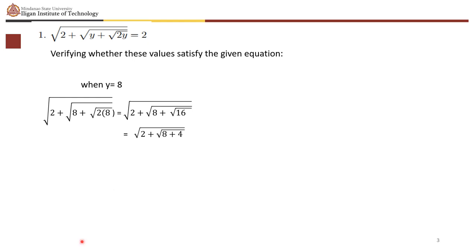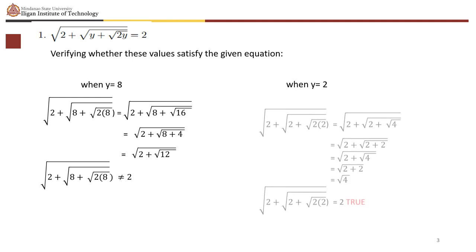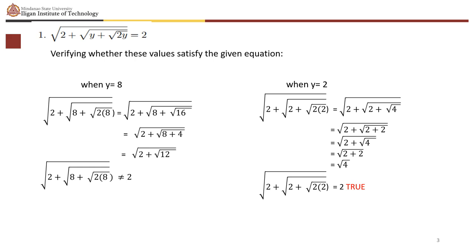So we have here this one. That is square root of 2 plus square root of 12. But that one is not equal to 2. So meaning to say y is equal to 8 is actually not a solution there. Now we check again the other value, that is when y is equal to 2, we substitute it to the original equation. That is following.